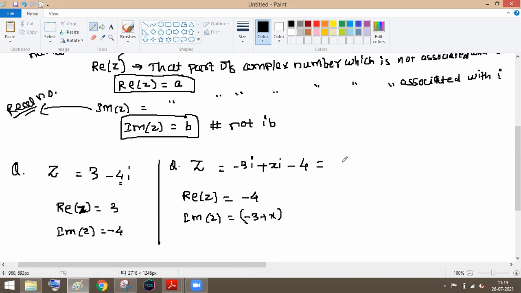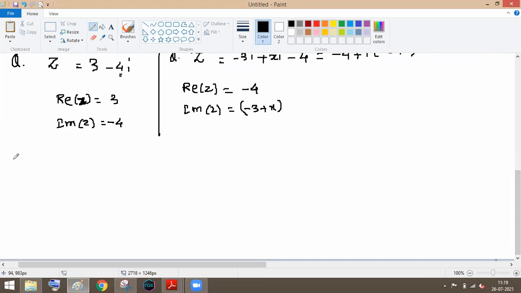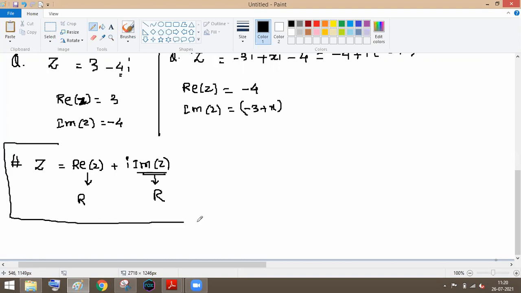Can I express this complex number like this: minus 4, and if I take the iota common, then I will get minus 3 plus X. So this is the imaginary part and this is the real part. Can we say that every complex number is represented in the form of the real part of that complex number plus iota times the imaginary part, where the real part is also a real number and the imaginary part is also a real number. Understood? Imaginary part is always without I. You got this point?